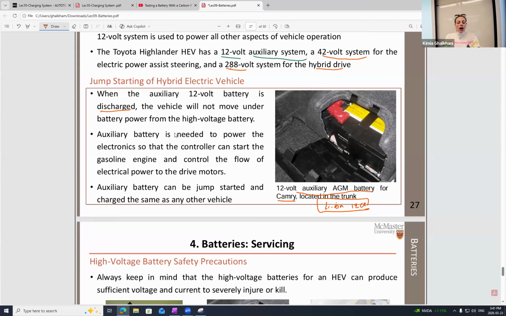So one more time as a summary, the aux battery is a small 12 volt battery that powers electronics, and it will turn on the hybrid electric vehicle's electric system, not the motor, okay? The aux battery doesn't have anything to do with the motor. Make sense?